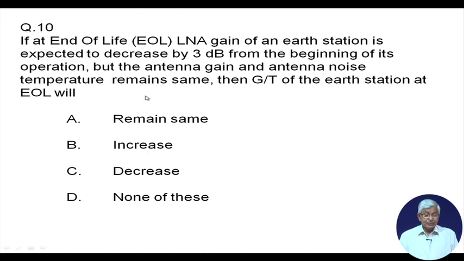Let us look at the last question. At the end of life, the LNA gain of a station is expected to decrease by 3 dB from the beginning of its operation, but the antenna gain and the antenna noise temperature remain the same. Then will G by T of the station at end of life remain the same, will it increase from the beginning of life, or will it decrease, or none of these? Let us see the logic.